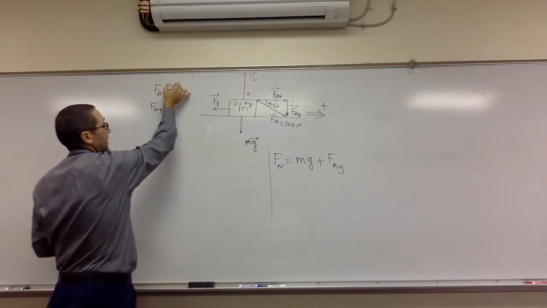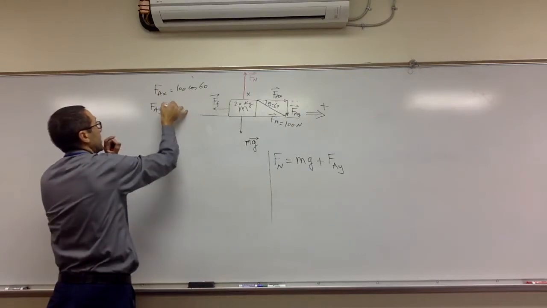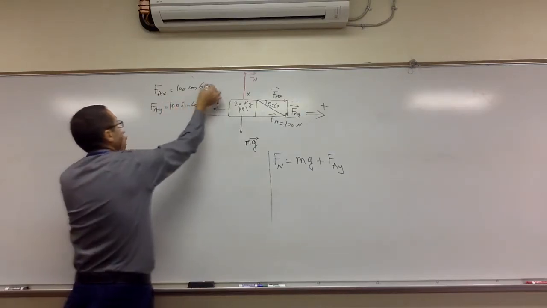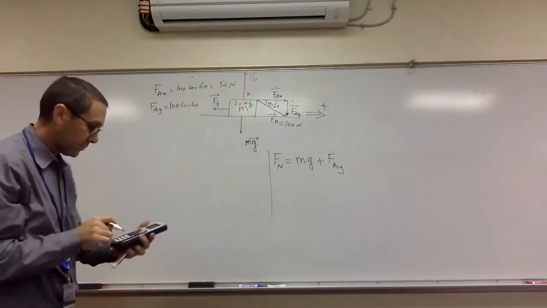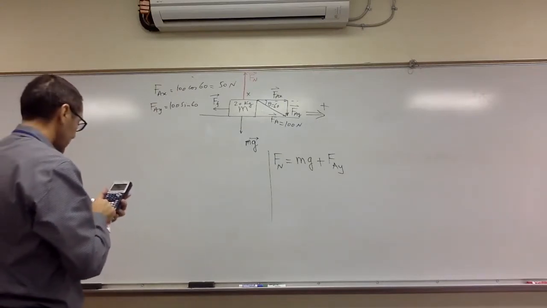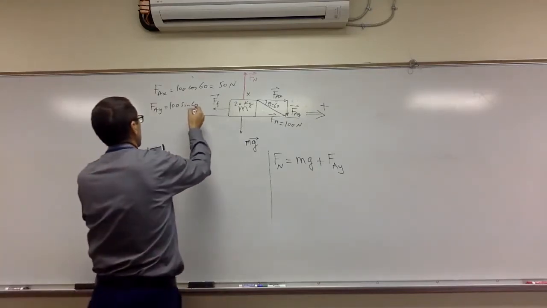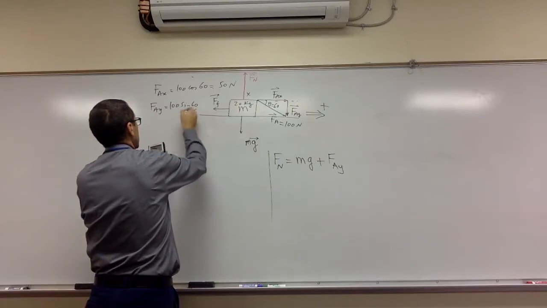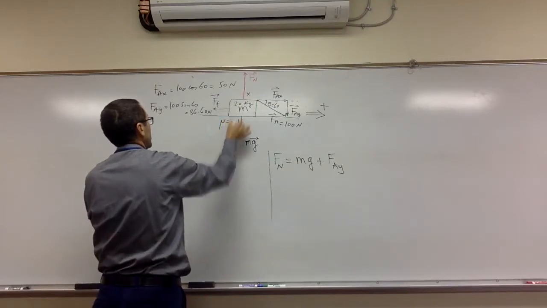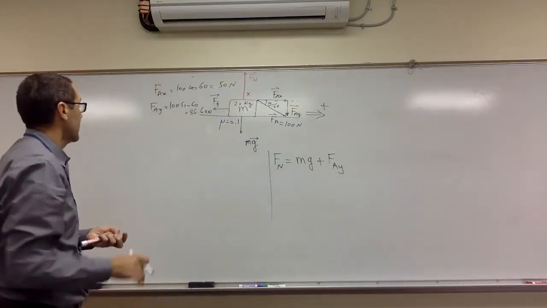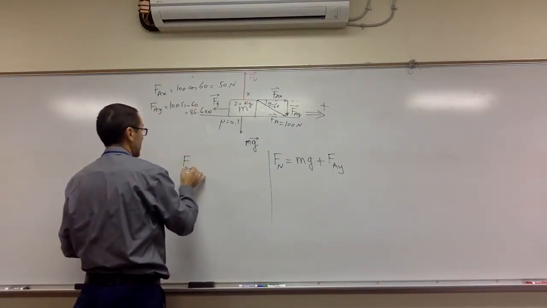So Fax is Fa cosine of 60. Fay is Fa sine of 60. Now we know cosine of 60 is half, so this should be just 50 newtons. And the other one is 86.60 newtons. And I'm going to say that there is a coefficient of friction of 0.1 between the block and the surface. And here is my statement in the x direction.